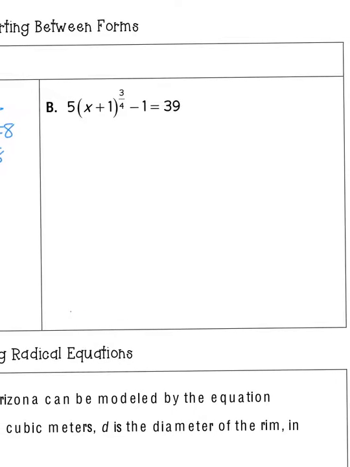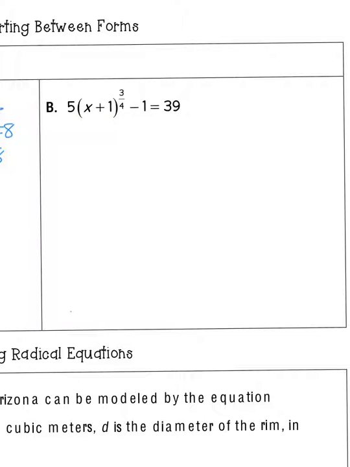Then for part B, it's almost like part A, except we have this pesky minus 1 here. So you're going to have to add 1 to both sides, right? And then you're going to have to divide both sides by 5. So pause the video and try that one on your own and then restart.